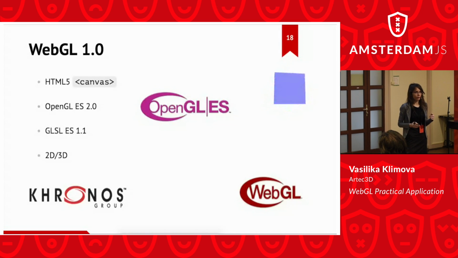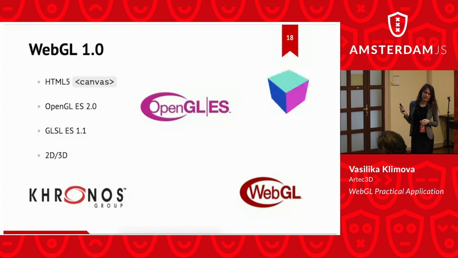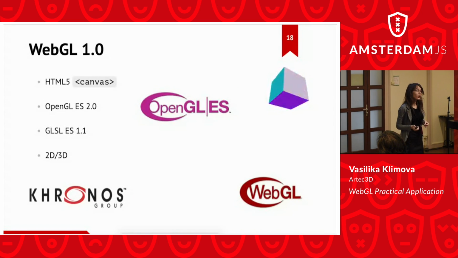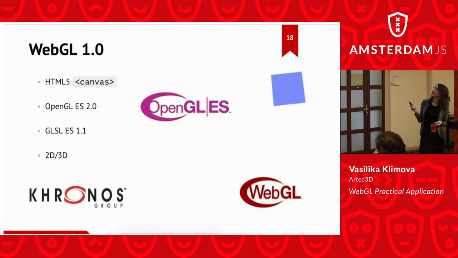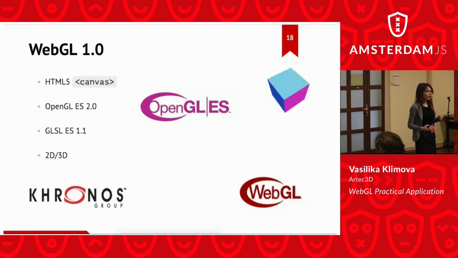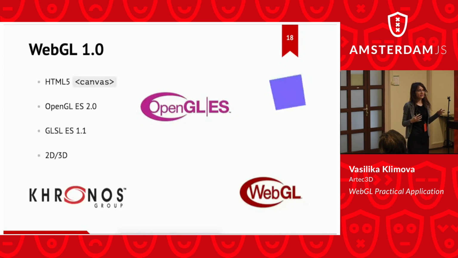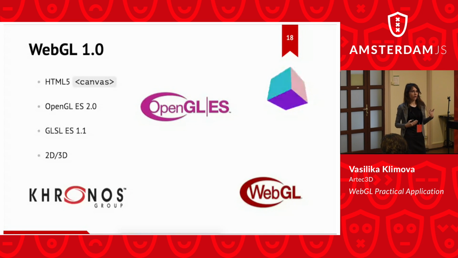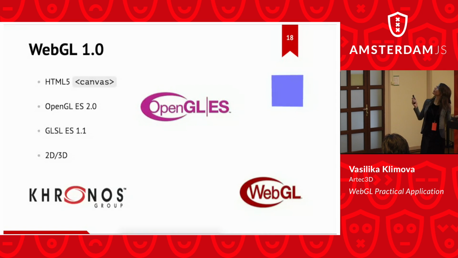If we talk about the first standard, it was based on the OpenGL for Embedded Systems 2.0 standard and the GLSL for Embedded Systems 1.1 standard. WebGL can render 2D and 3D objects, and these standards are developed by the non-commercial Khronos Group organization. This is a simple WebGL scene.